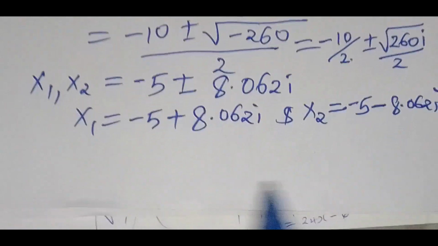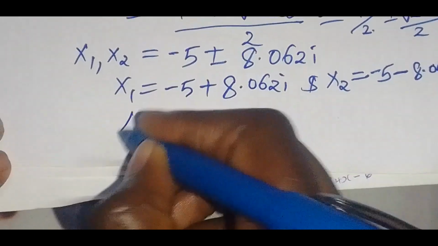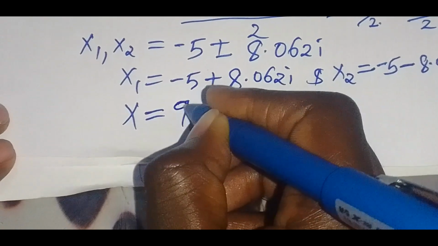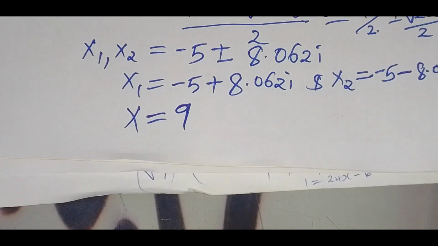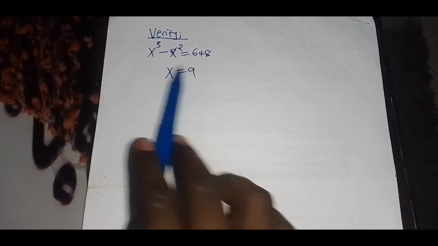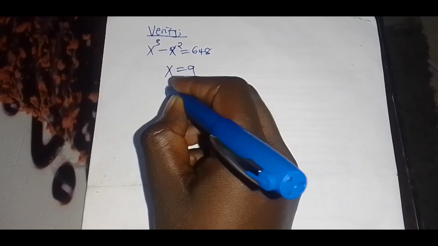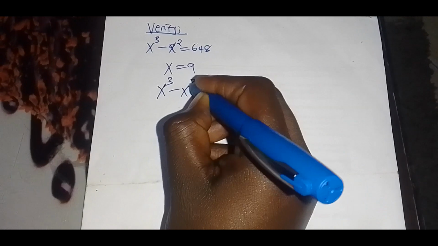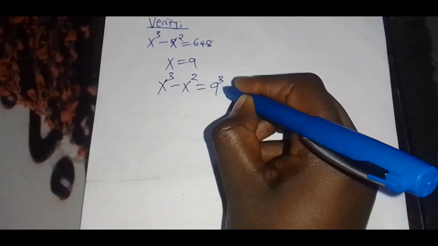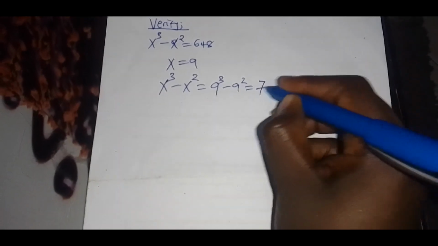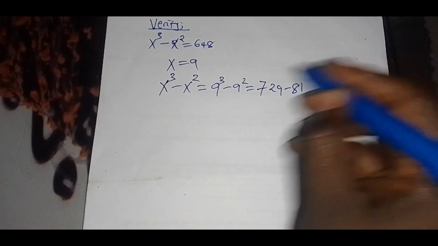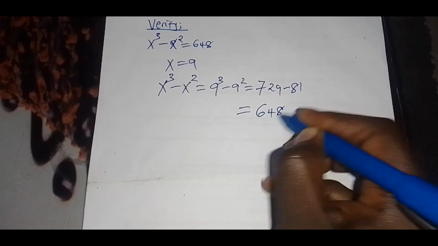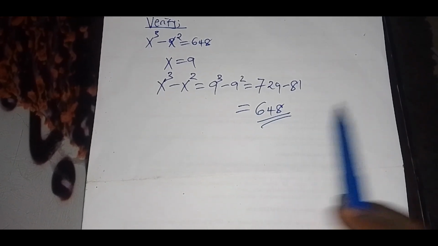But remember we also have the real root, x equal to 9. Now we need to verify that x cubed minus x squared is equal to 648, given that x is equal to 9. We substitute the value of x: x cubed minus x squared is equal to 9 cubed minus 9 squared, which is 729 minus 81, and this is equal to 648. This is our solution to this math problem.